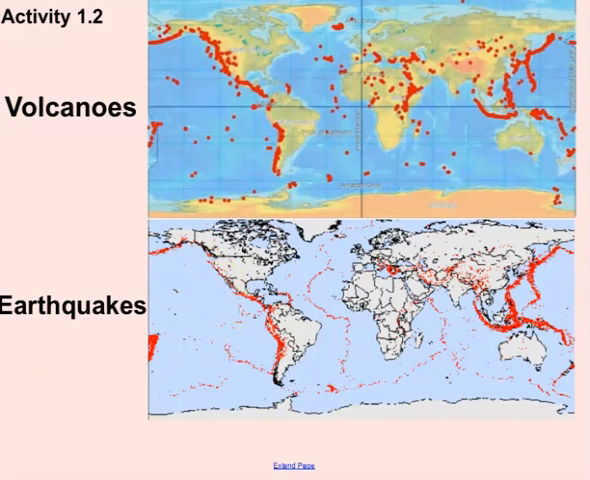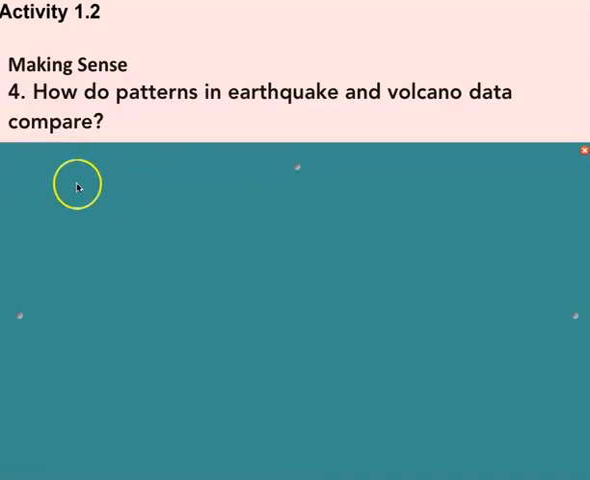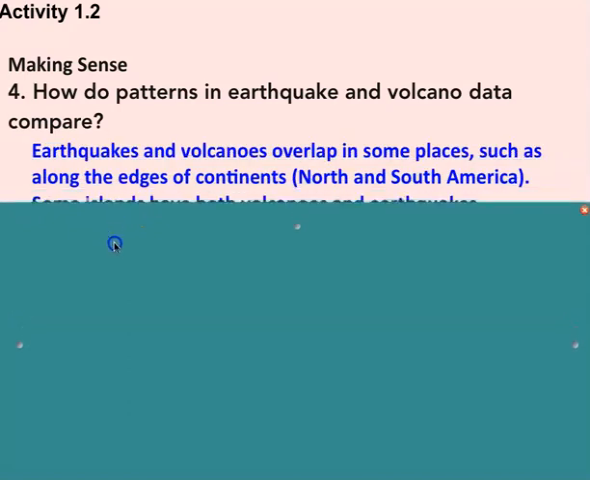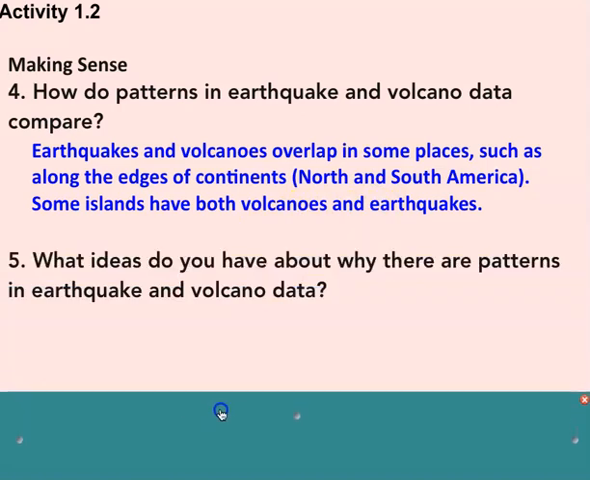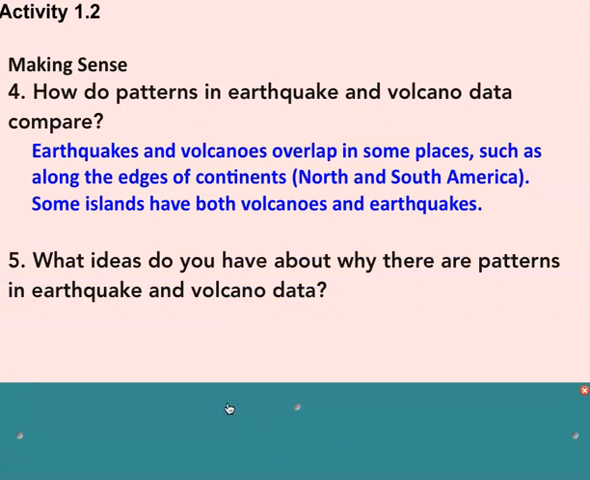So the next thing we like to do is go through some of the answers that you came up with. For 4, how do patterns in earthquakes and volcano data compare? Well, you might have said that the earthquakes and volcanoes overlap in some places, such as along the edges of the continents, mainly in North and South America. It was really evident. Some islands have both volcanoes and earthquakes. So these are a couple of good things you could have mentioned for number 4. Number 5, what ideas do you have about why there are patterns? Again, I don't have an answer here because answers are going to vary. There could be 20 different answers between all my different classes. But we are going to come back to this, and we are going to focus in on why volcanoes occur where they do, and why earthquakes occur where they do.